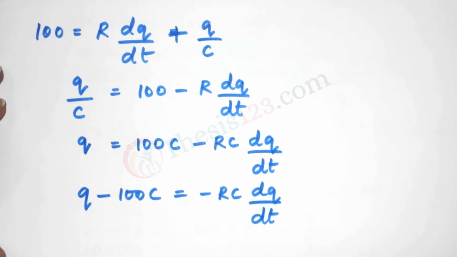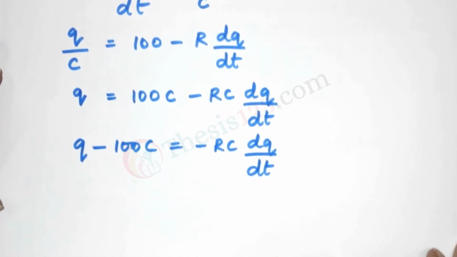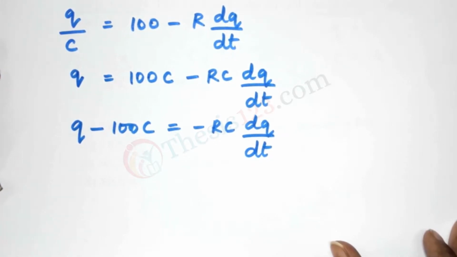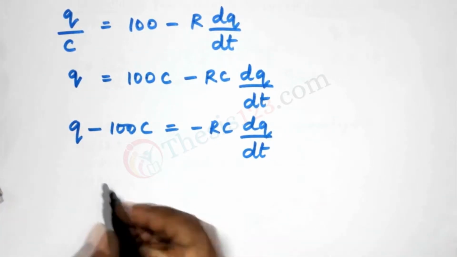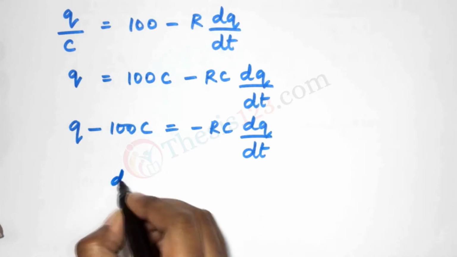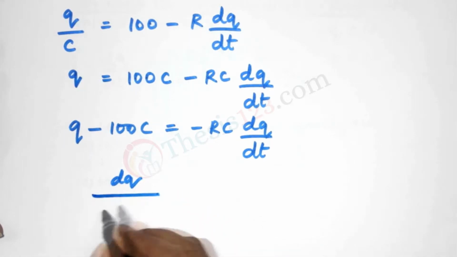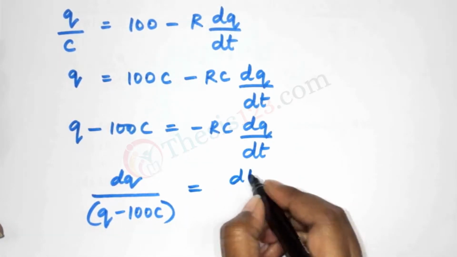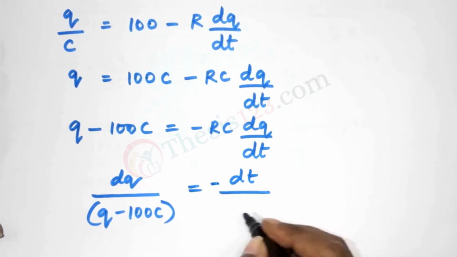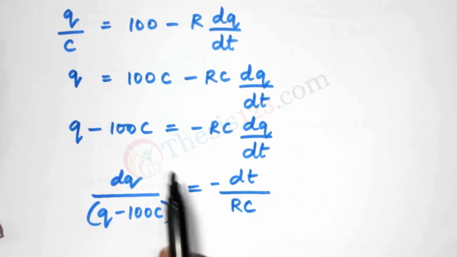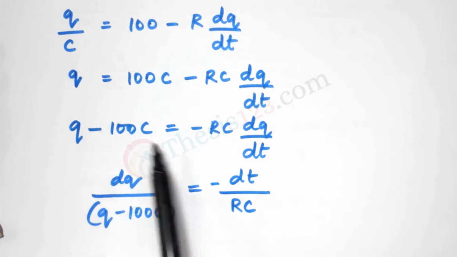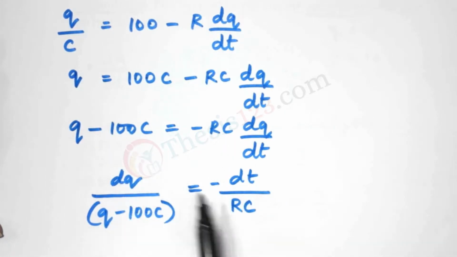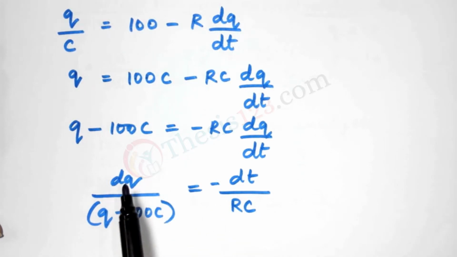Separating the variables and solving, we can now write this as dq divided by (q minus 100c) is equal to minus dt by RC. So what I've done is taken q minus 100c here and RC down, just separating them. You will have dq divided by q minus 100c is equal to minus dt by RC.